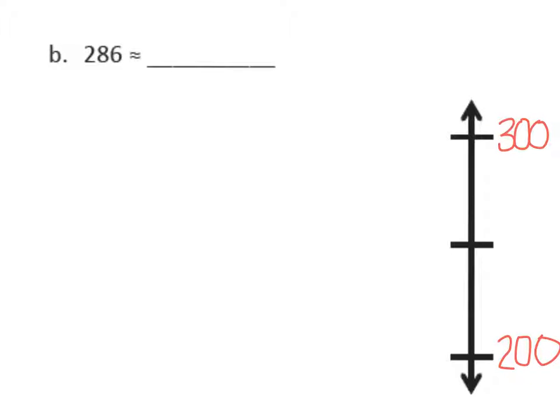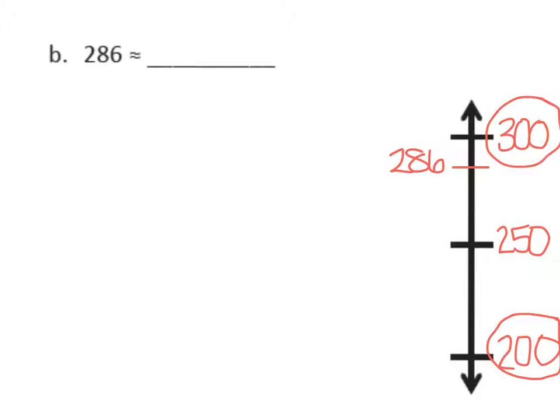Now I need to think about what's halfway between 200 and 300. Well, that's 250. I'm going to write that in the middle. Now I need to think about where 286 is going to go on my number line. I know that it is more than 250, but it's less than 300. But it's a little bit closer to 300 than 250. So I'm going to write 286 on my number line. Now I need to think to myself, is it closer to 200 or is it closer to 300? So 286 is closer to 300.